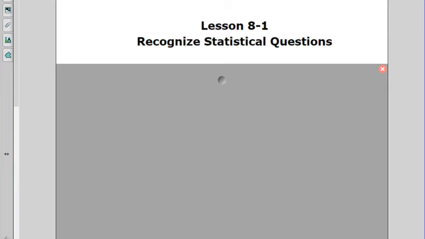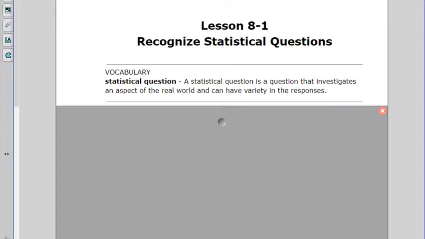Welcome to Lesson 8.1. Today we're going to be talking about statistical questions. What exactly is a statistical question? I bet you're wondering. I bet you've been wondering that for years now. A statistical question is basically like what you'd ask in a survey. It could have more than one possible answer.